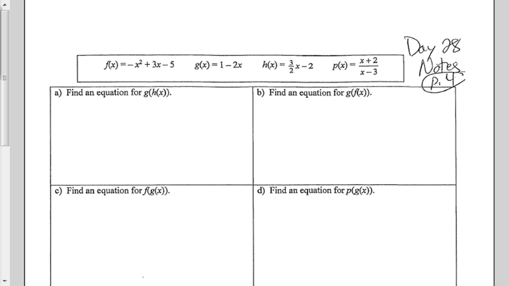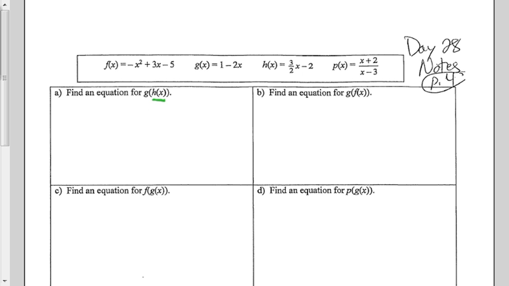Remember, start with the inside most function. The only difference is we are not substituting in numbers for x. We're just trying to find these as new functions. So we're combining two functions by not adding, not subtracting, but by taking the composition of functions. For example, part A, every place I see an x in g of x, I'm going to substitute in h of x.